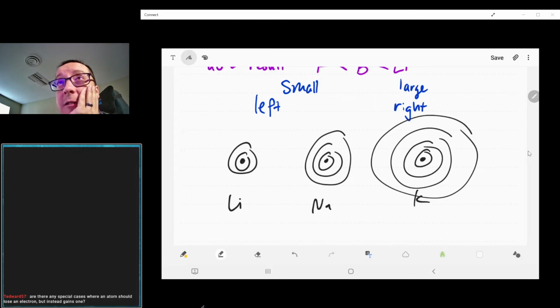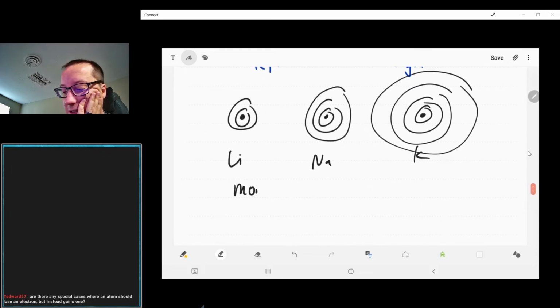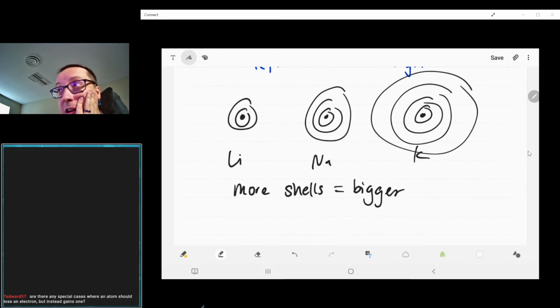Which of these is bigger? Hopefully not too difficult of a problem here. I've drawn them, in fact, this way. The more shells you have, the bigger you are. This is the easy one to think about. The more shells you have, the bigger your atom is going to be. That's just how it works.